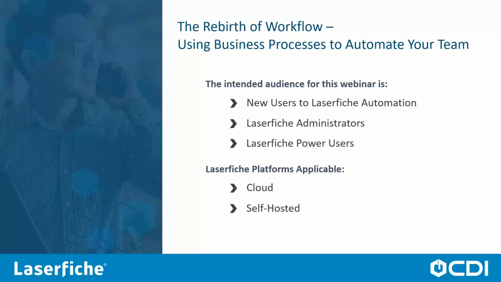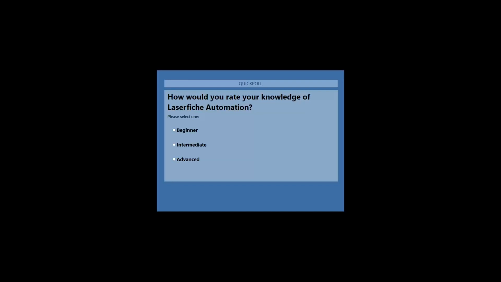I want to start off with a quick poll. I like to engage and see where everybody's at as far as your knowledge of Laserfiche automation. Would you say you're a beginner, intermediate, advanced? Today's presentation is geared a little bit more towards beginner and intermediate. I'm not going to be doing actual configuration during today's session. More so just describing and outlining some of the differences and pros and cons.